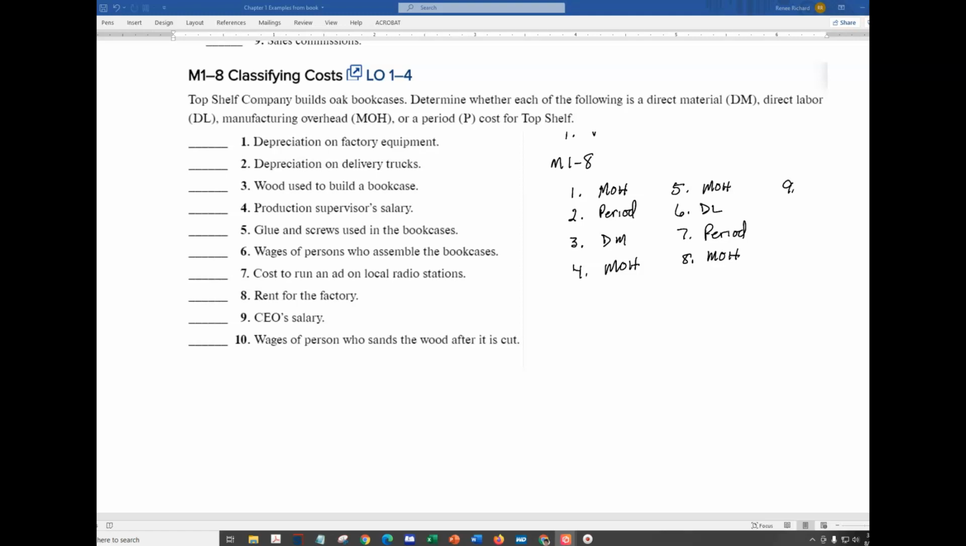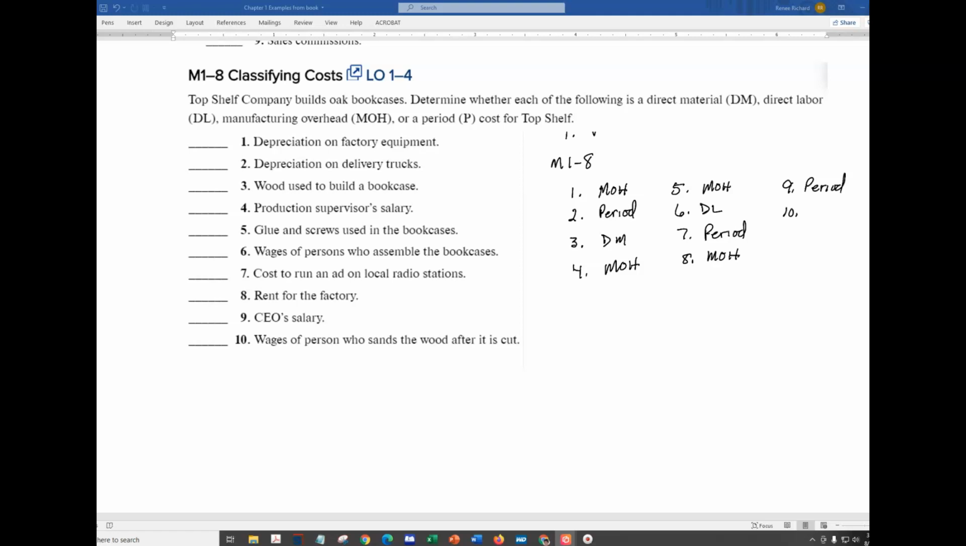9. Sorry, I lost my place. CEO's salary. Well, it doesn't mention that the CEO has anything to do with direct supervision in the production area. They're CEO of the company, so it's not a product cost, so it must be a period cost.